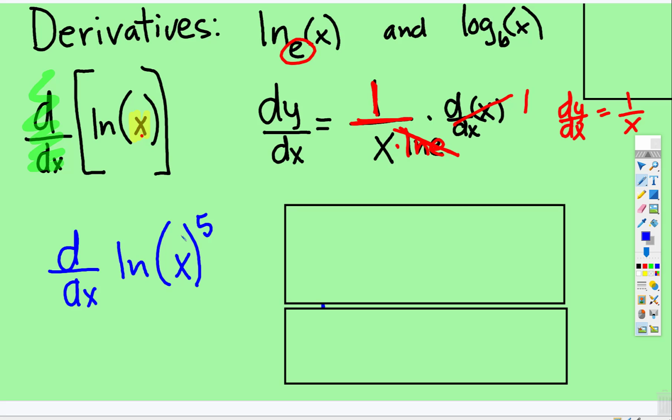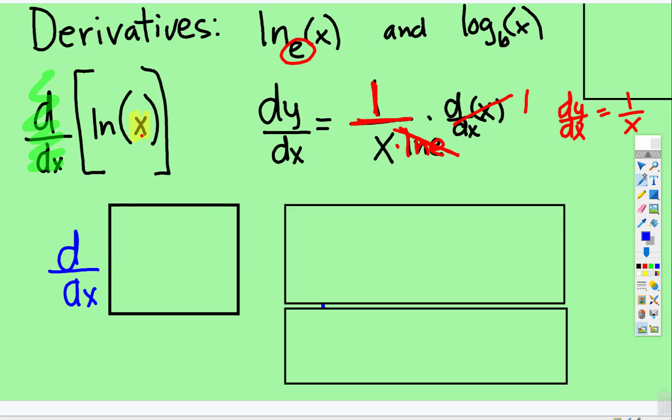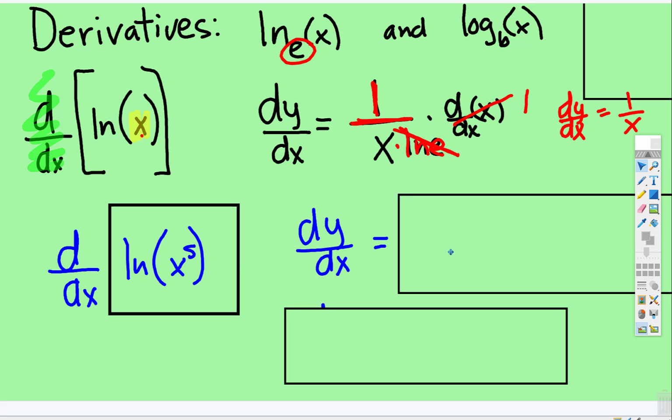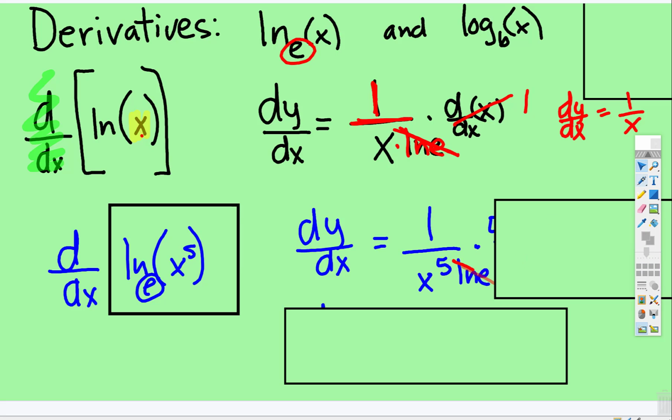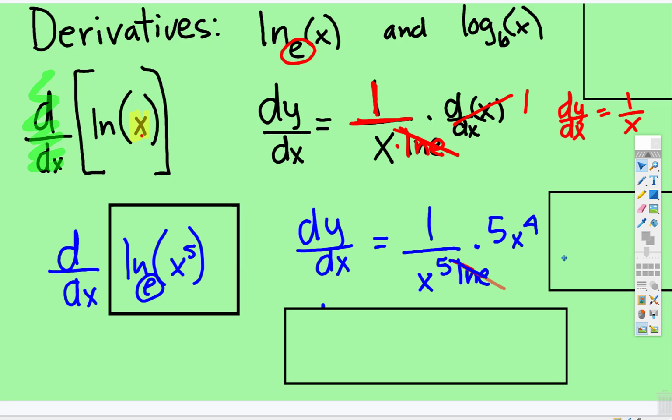It's 1 over this. Now you could rewrite the 5 down in front, or we could actually read this as, there's two ways to do it. You can read that as 1 over x to the 5th, and then that can be rewritten as, when you take the derivative, 1 over x to the 5th times the natural log of that base, which is e, and the natural log of e cancels, and then you multiply it by the derivative of x to the 5th, which is 5x to the 4th.